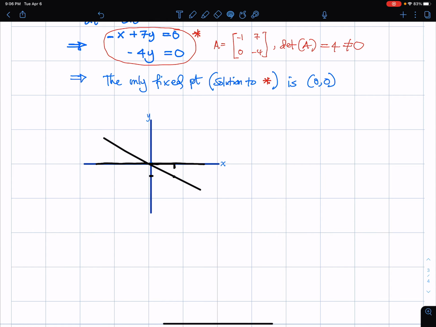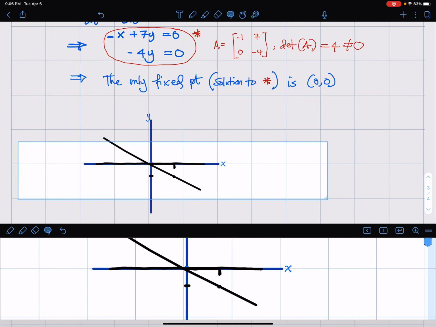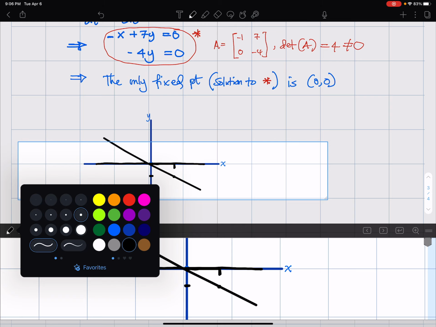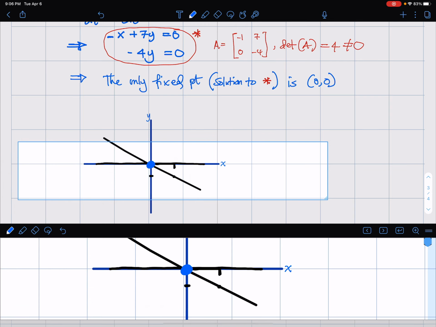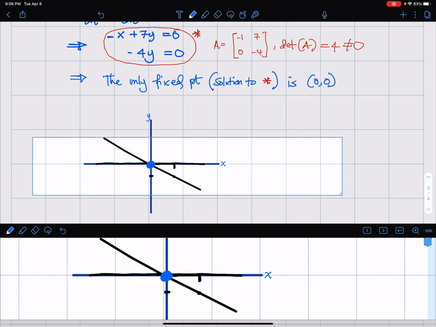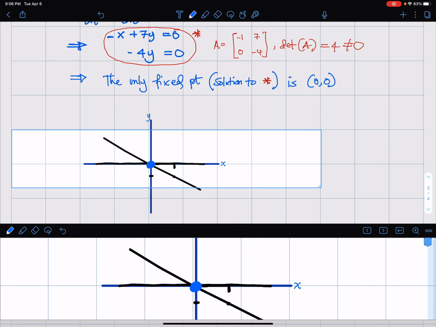Okay, this whole thing is supposed to pass through the origin, so I'm going to cheat. I'm going to make it pass through the origin, like this. Put this over there. That's our origin. Okay, so that's the first eigenvector and the second eigenvector, the lines that they live on.